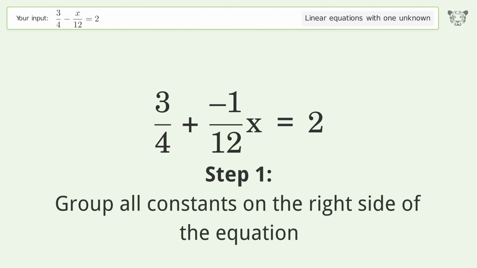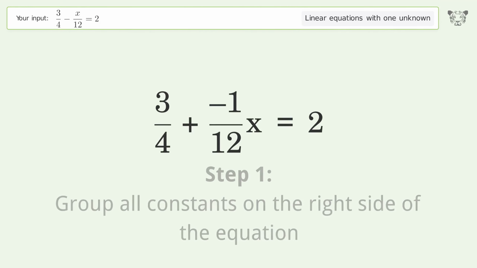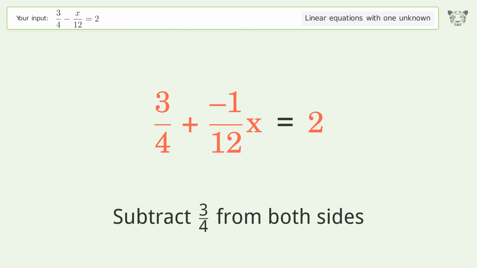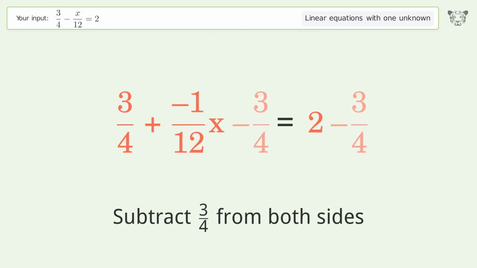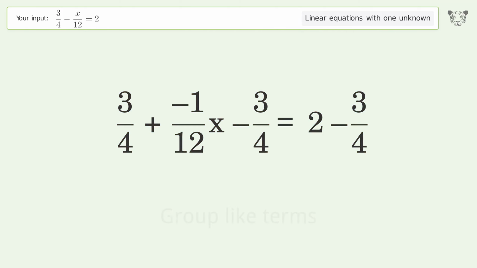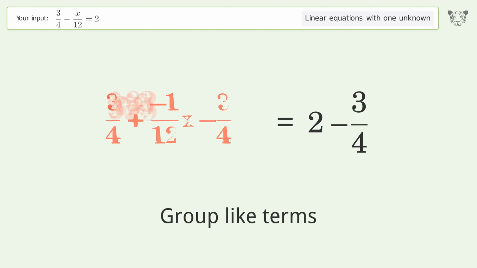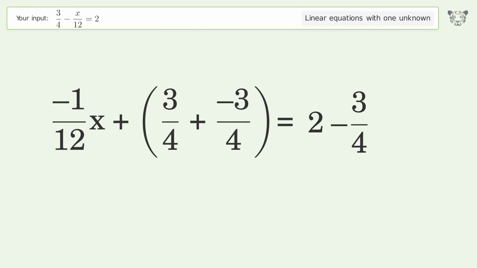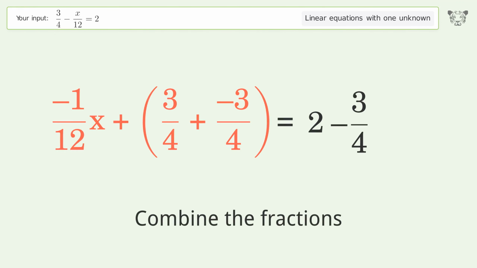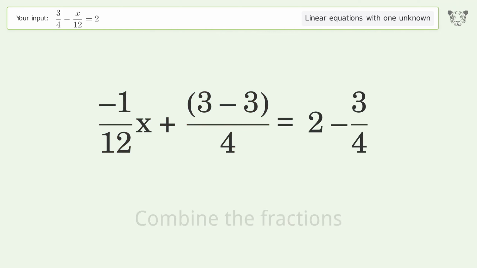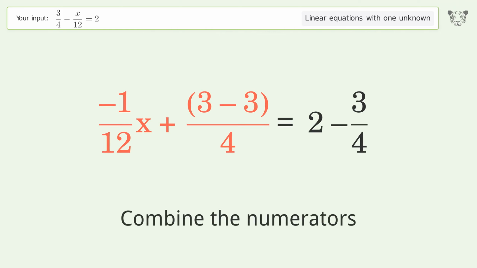Group all constants on the right side of the equation. Subtract 3/4 from both sides. Group like terms. Combine the fractions. Combine the numerators.